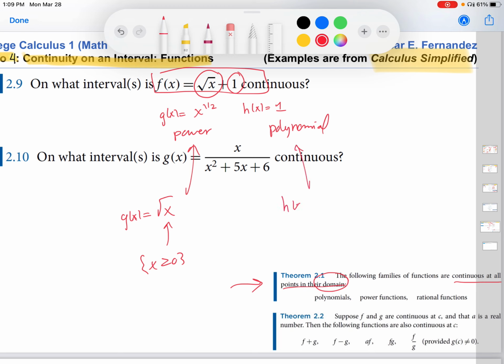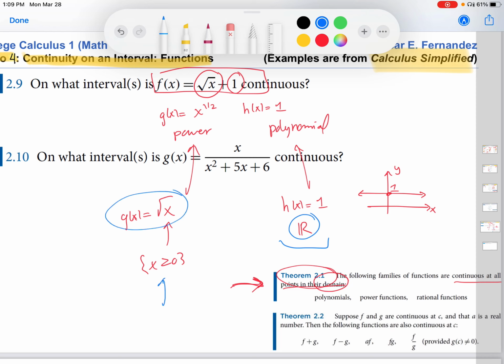What about the polynomial? h of x equals 1. It's the constant function, so if you were to graph this, it looks like that. You can literally plug in whatever number you want, so the domain here is all real numbers. Theorem 2.1 then tells us that h of x equals 1 is continuous for every single x value you can imagine, and square root of x is continuous for every non-negative x value. That's a lot of information, because when we go back to the original function f of x and ask the original question, where is it continuous, we now have the answer.